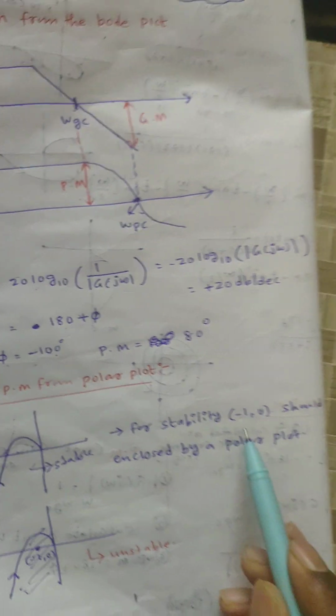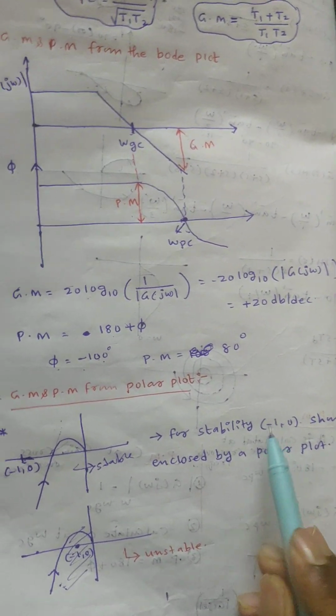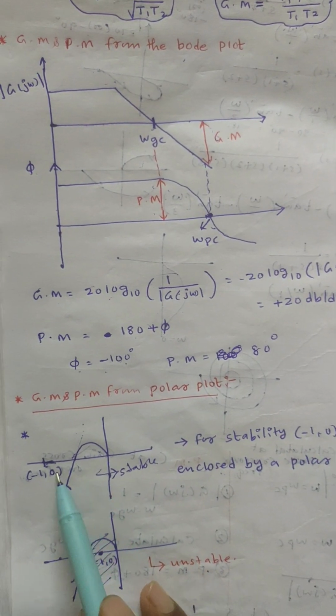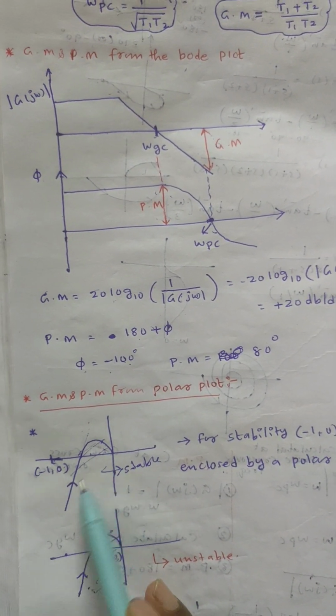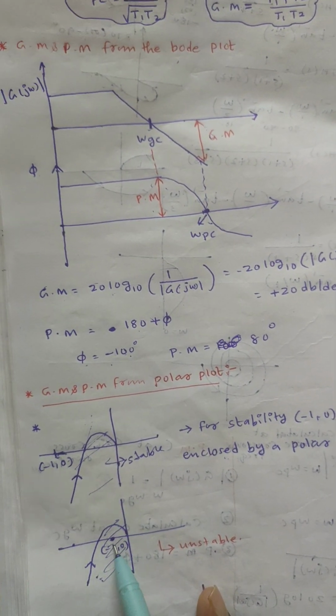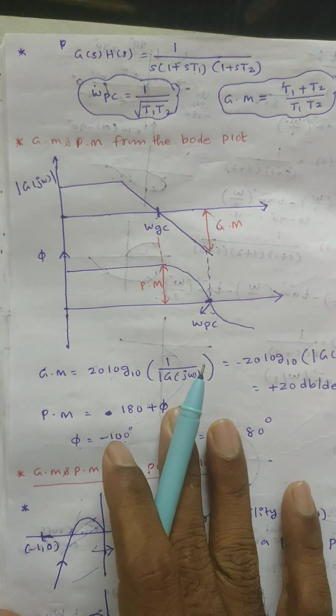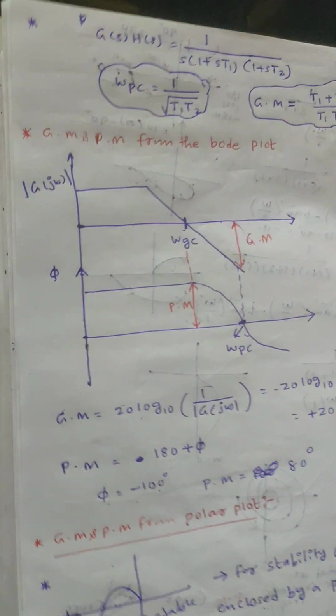For stability, the minus 1 comma 0 intersection point should not be enclosed. Here it is not enclosed, right? This is the enclosed path. Here it is enclosed, hence it is unstable. In this way we can determine the stability. Thank you all.